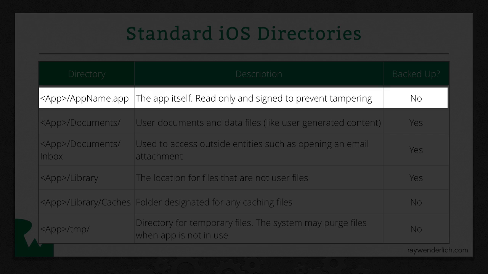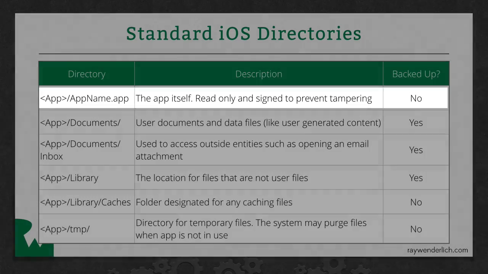So if you have an XML document that you need to work with and you want to save that out to disk, you would have to copy that XML document from the bundle to the file system and then do your manipulations on the file system itself. And the contents of this are not backed up by iTunes.